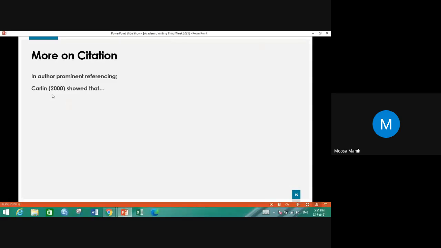When you use the author's name in front, you are giving more emphasis to the author rather than to what is said. But you can use it interchangeably. It really doesn't matter.